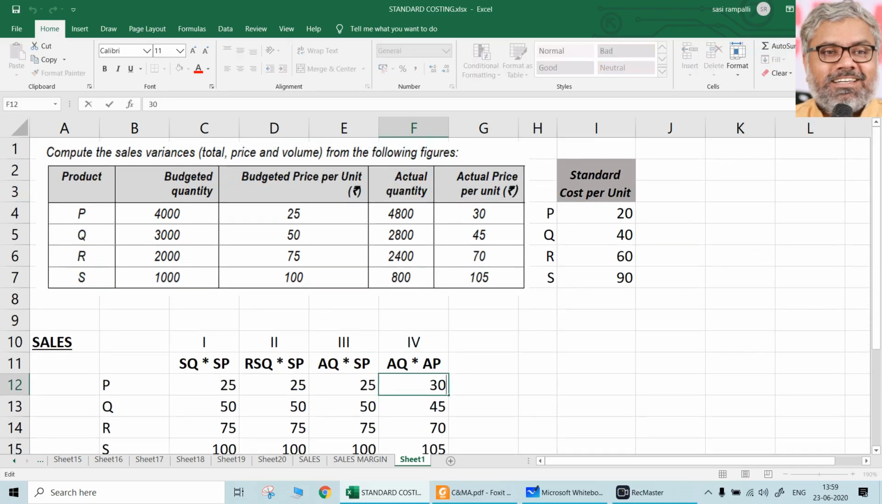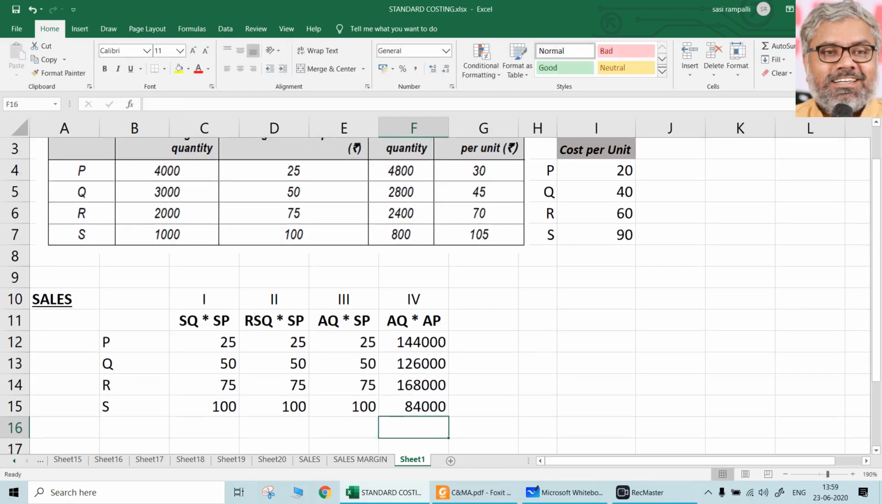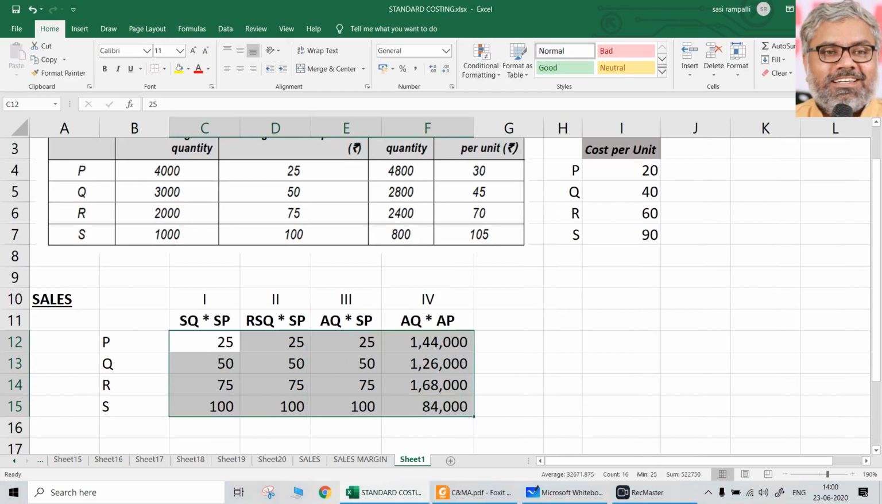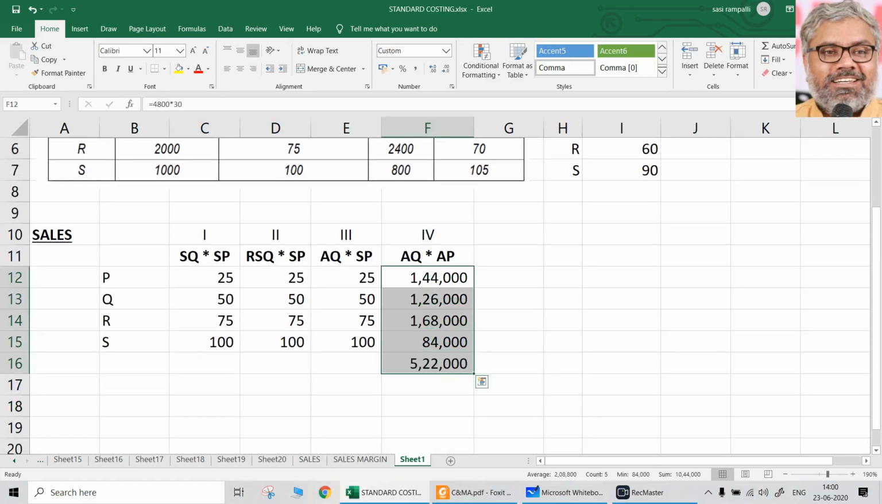And AQ is given already. AQ is 4,800 for product P, 2,800 for product Q, 2,400 for product R, and 800 for product S. That is about AQ, AP or actual sales, really speaking. So total of that anyway can be found out. That comes to 5,22,000. Fine.